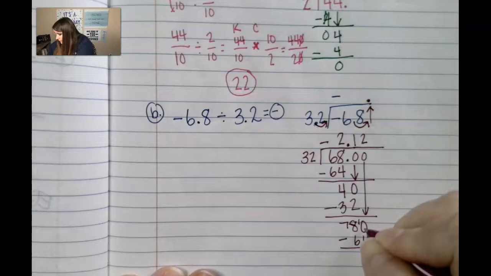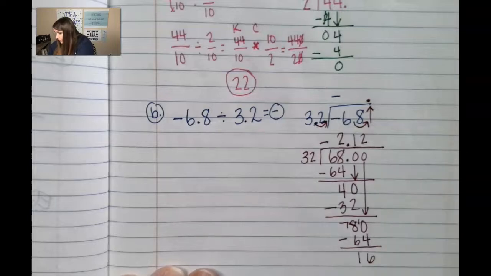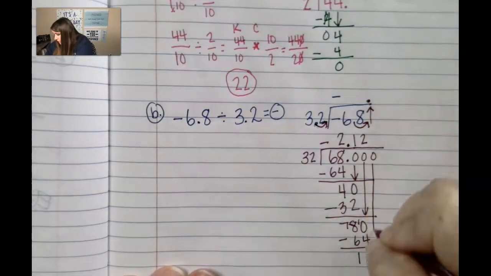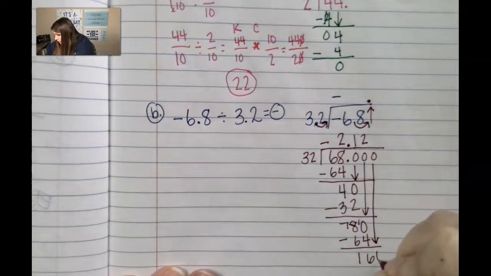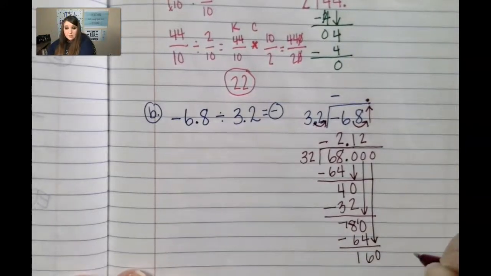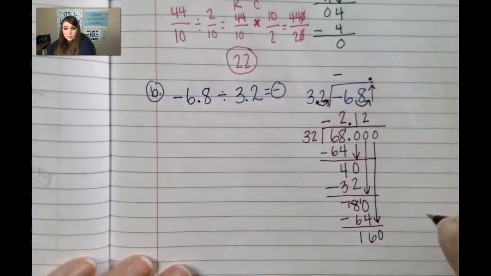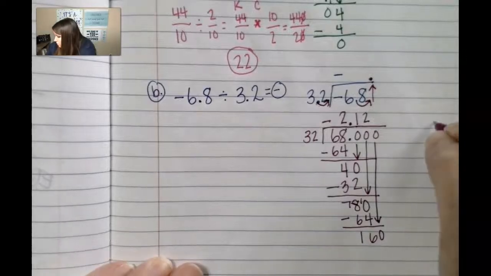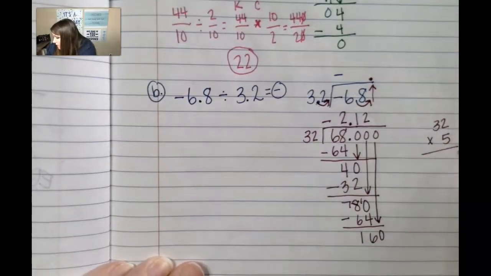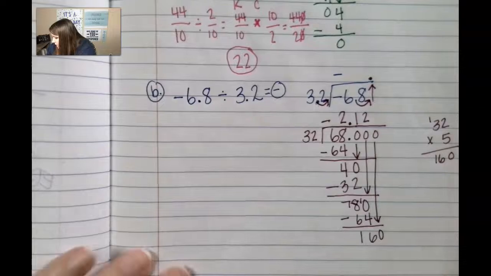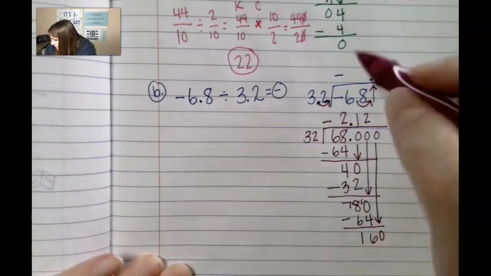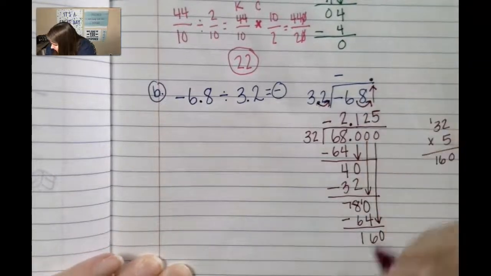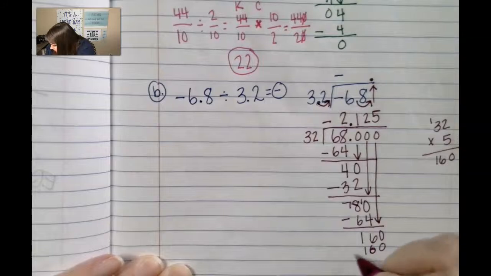So for 16, it doesn't go in 16 times. Can it go in 160? Let's think about this. So if I do 32 times, let's say 5, because I know 2 times 5 gives me a 0 at the end. So that's 10, 15, 60, 160. So it can go in 5, and then it all the way disappears.